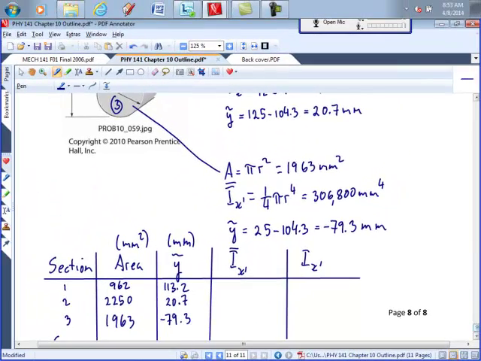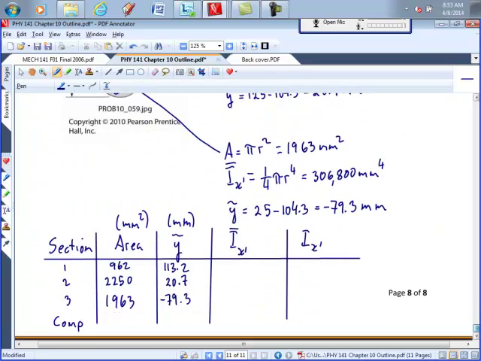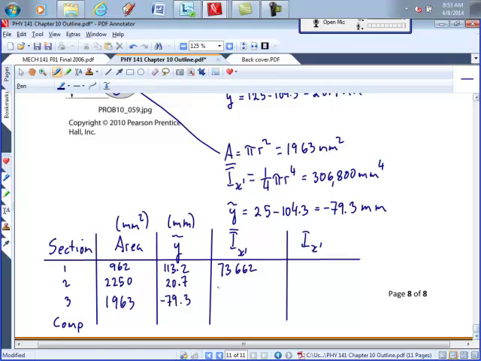Our moments of inertia through the centroids of the sections were 73662, and then 4,218,600. These are in millimeters to the fourth. And then our last one was 306,800. Then we're going to use the parallel axis theorem to fill in the last column.